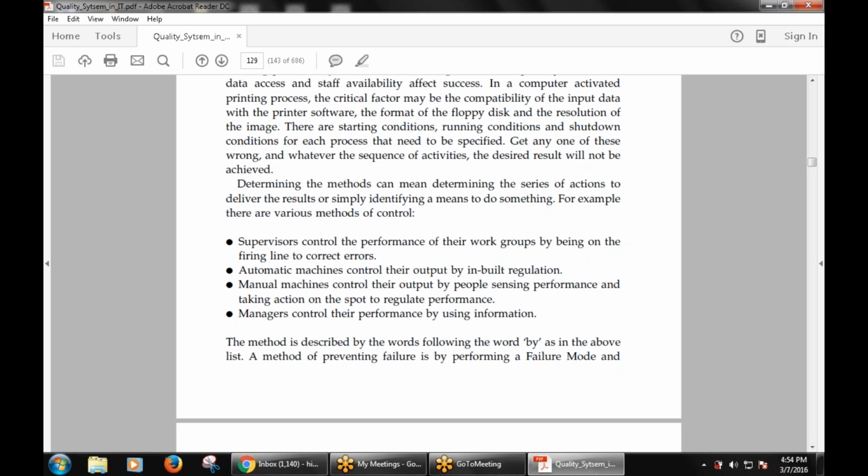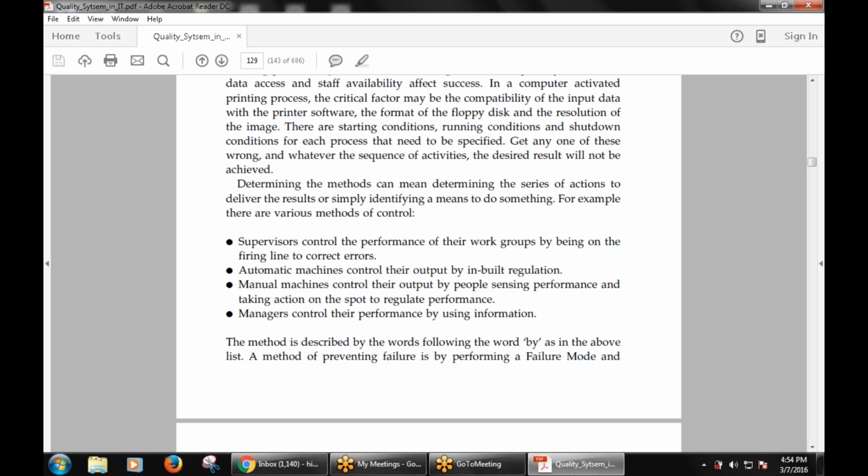Then the next method of control is that automatic machines control their output by inbuilt regulation. So there are automatic machines that also control their output. Whenever there is a huge output, whenever the target is fulfilled, that provides the basic inbuilt regulation that is applicable.